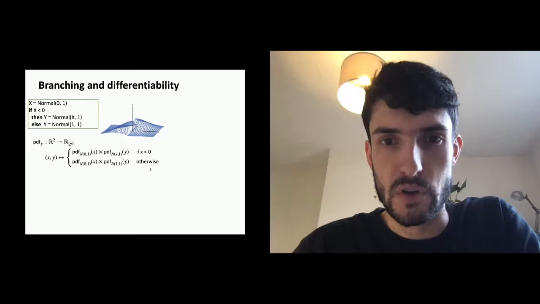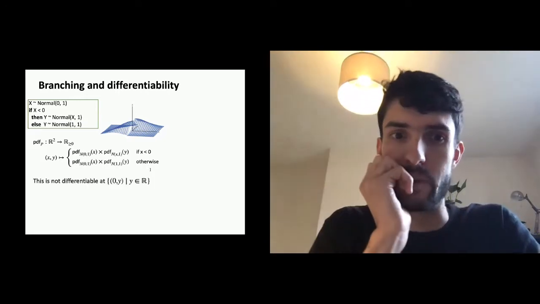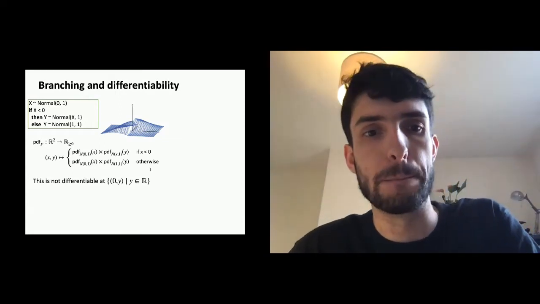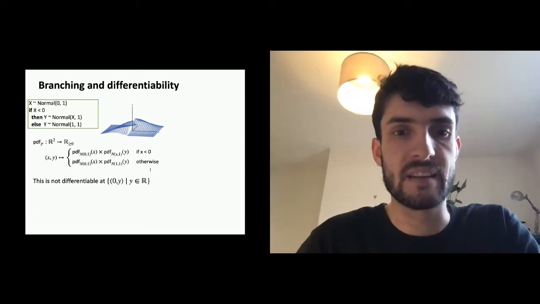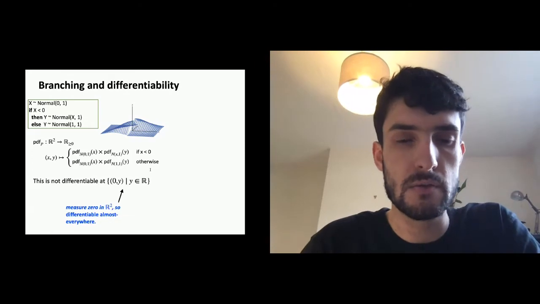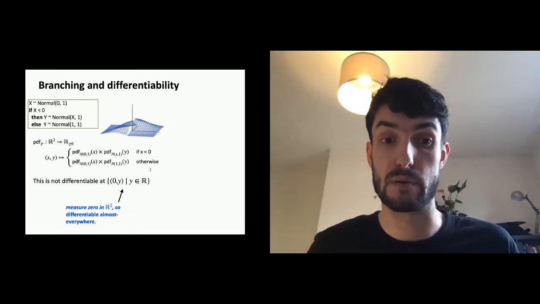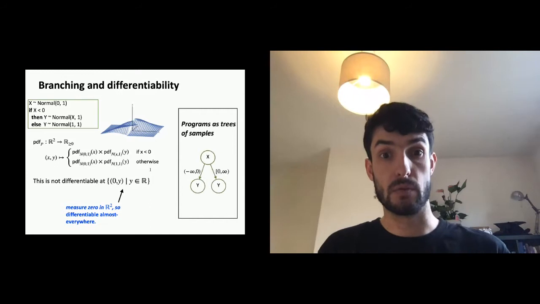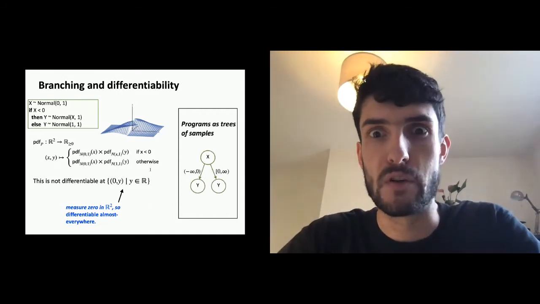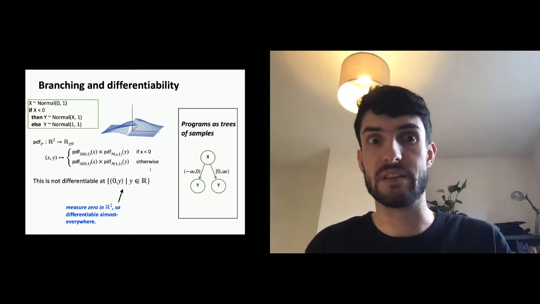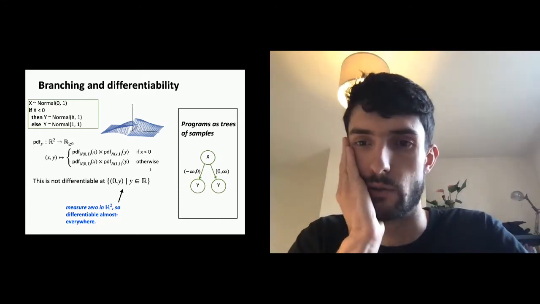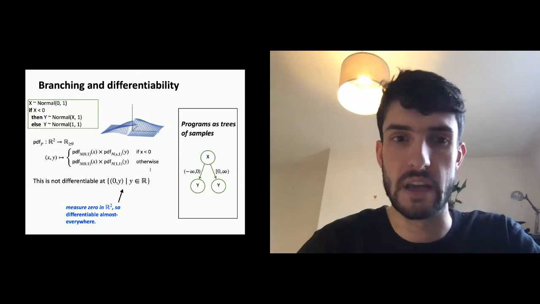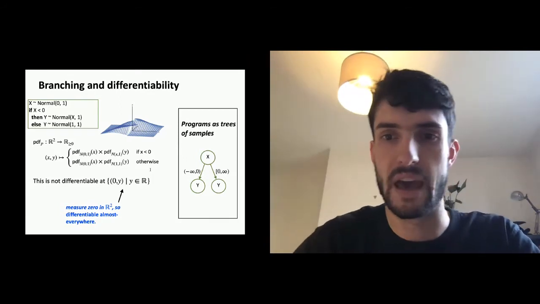I've drawn a plot of this, and you can probably see that it's not differentiable. In fact, it's not even continuous at this set of points where x is equal to 0. And so it's potentially problematic. But of course, this is a measure 0 set in R2. And so, in fact, this function is almost everywhere differentiable, and we're okay. The main point to remember is that the fundamental thing in studying differentiability is branching. I'll use a lot in the talk these little drawings of programs as trees of samples, so you can see the branching structure of the program. Here I annotate the edges with the particular values that x takes on each branch.